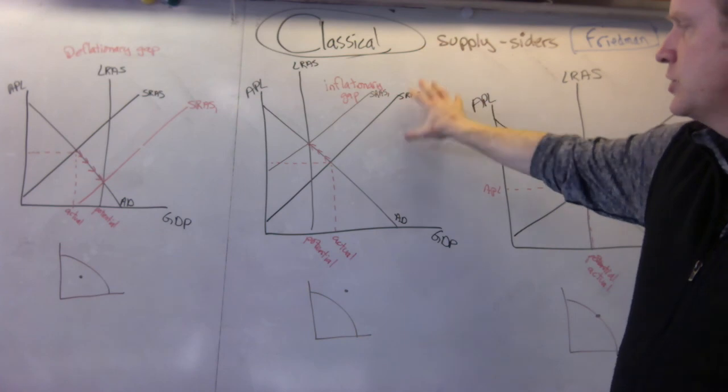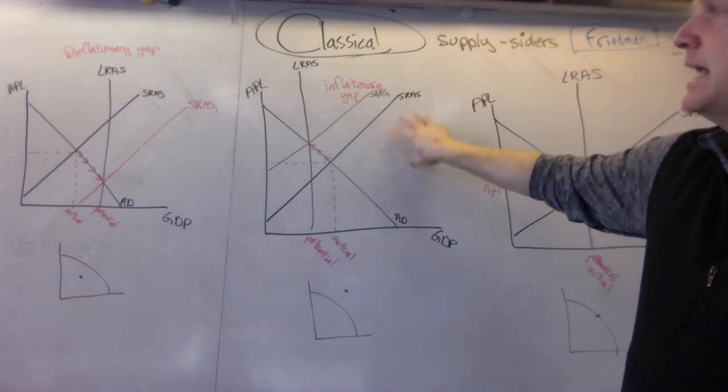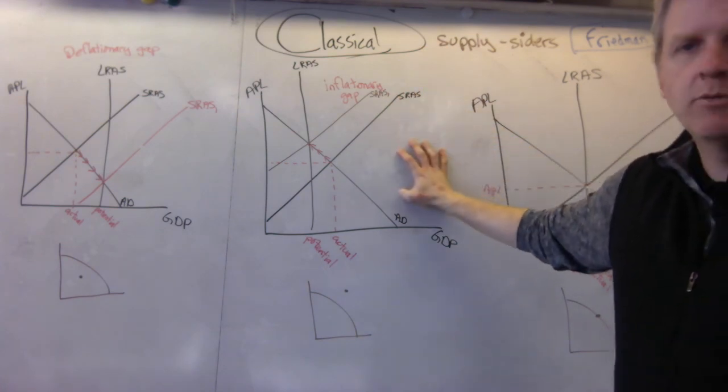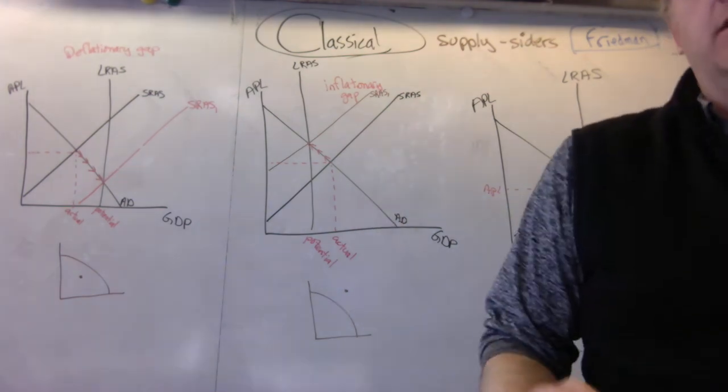So these are the different views of classical economics. This is equilibrium, macroeconomic equilibrium, in the model in the classical view.